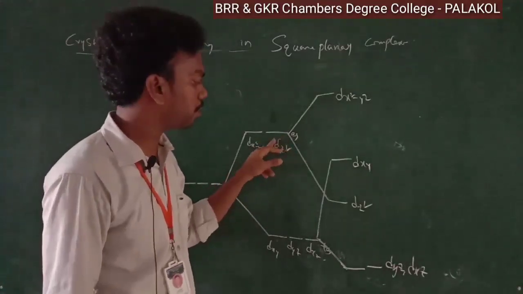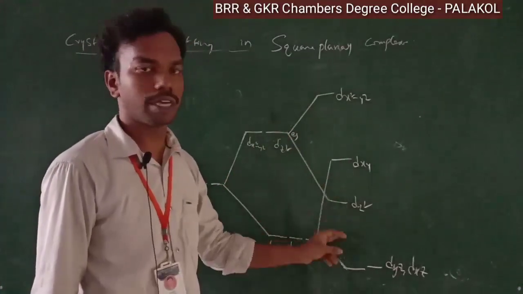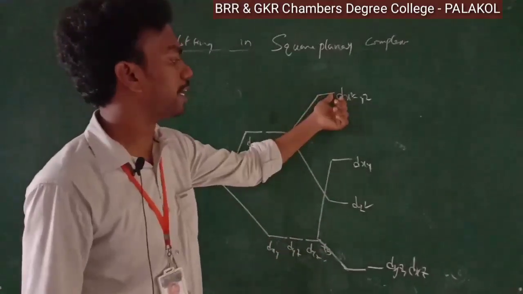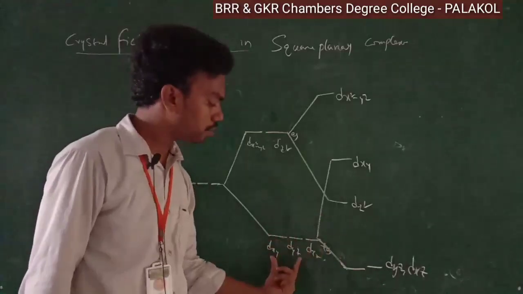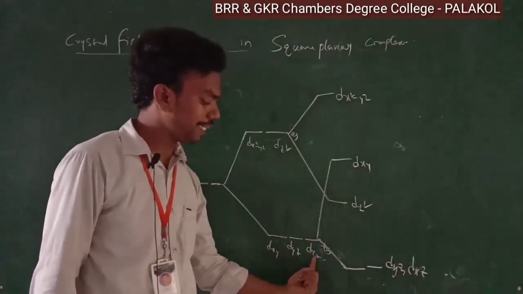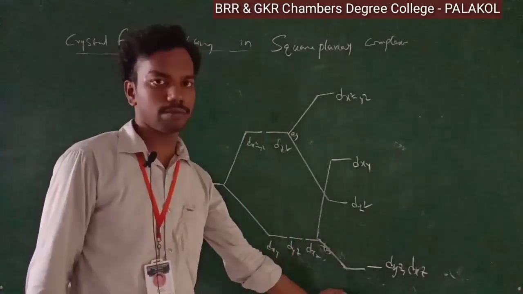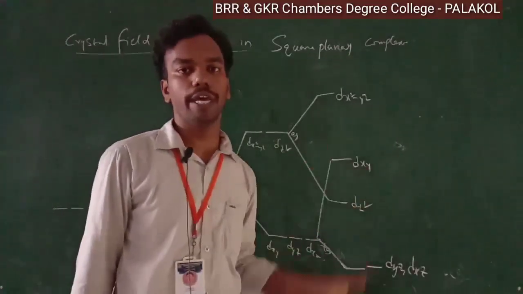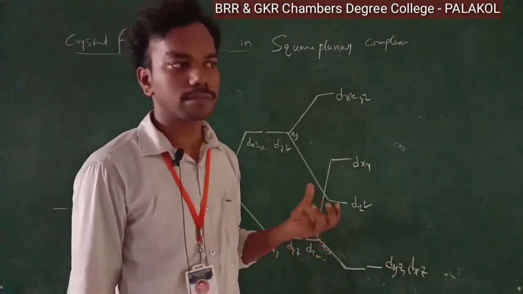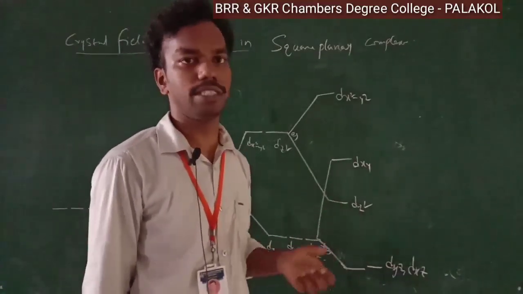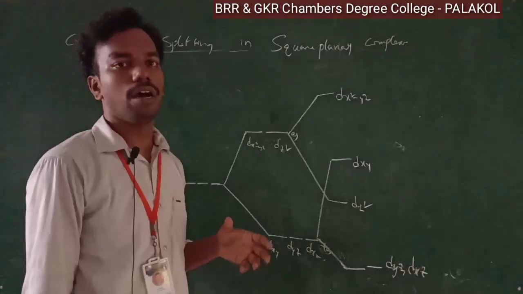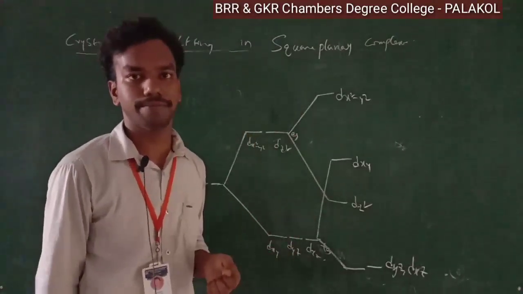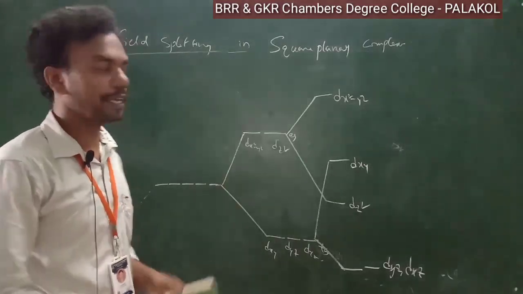So the dz square orbital has lower energy, because there are no repulsions, because there are no ligands along the z axis, right? So dx square minus y square has higher energy, dz square has lower energy. Here also you have the z component, that is dyz and dxz, so these two orbitals have lower energy. So the orbitals that have a z component occupy lower energy because there are no ligands along the z axis. So this is all about crystal field splitting in different geometries like octahedral, tetrahedral and square planar. Okay, let's move on to the next topic.